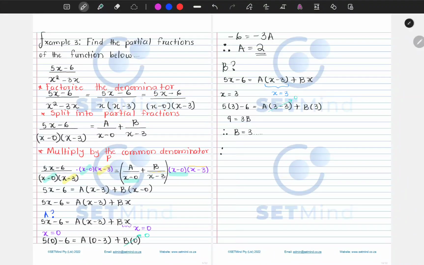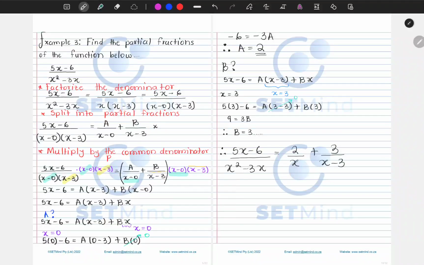So what this means is that whatever we were given, which was 5x minus 6 divided by the original one, which was x squared minus 3x, when we split this into partial fractions, we had a divided by x minus 0, and our a we found is 2. So this will be 2 over x. I don't need to write the minus 0 because 0 is 0. And then plus b divided by x minus 3. So the b we found is 3. This is how you would tackle example number 3.